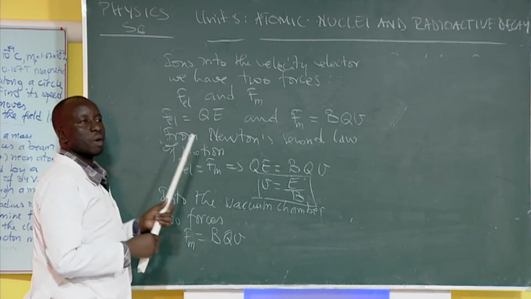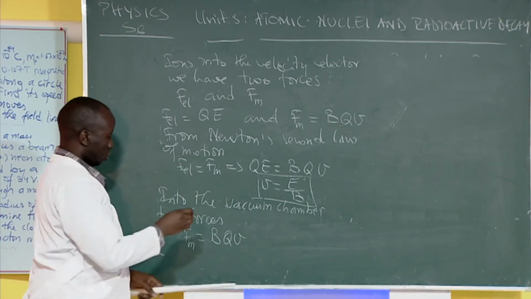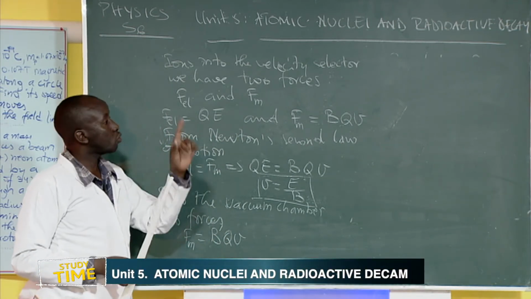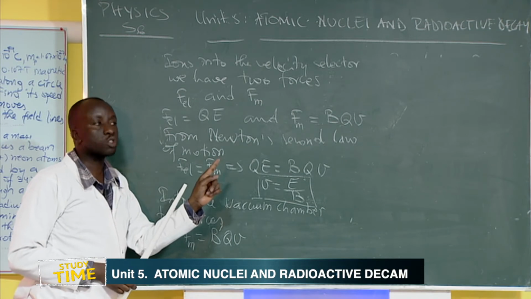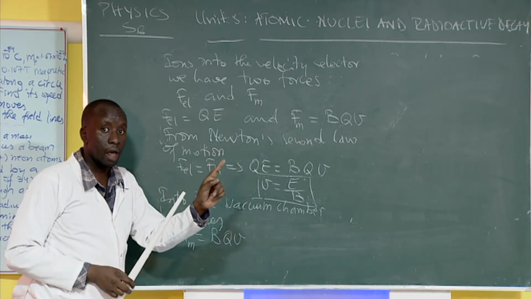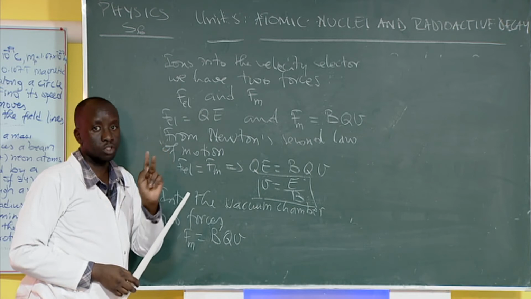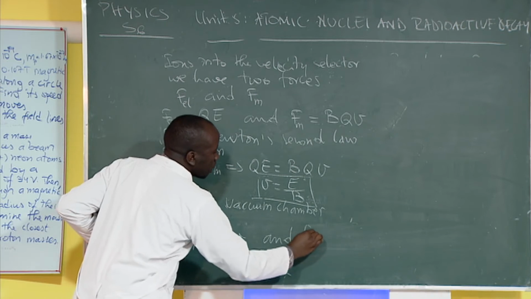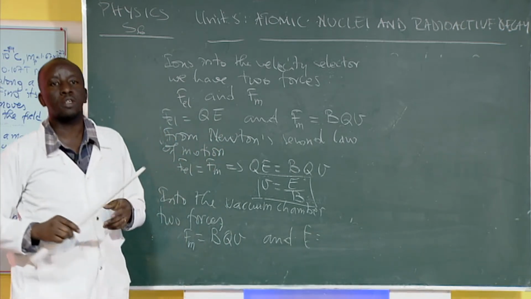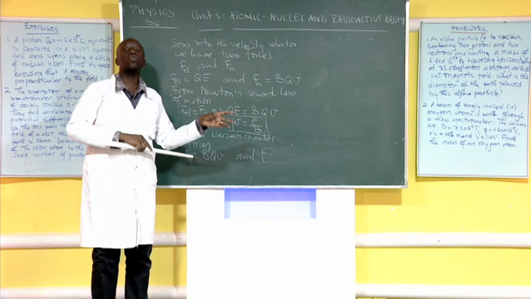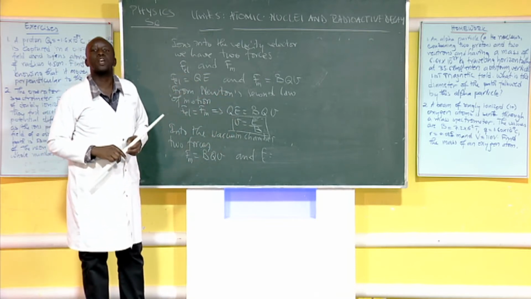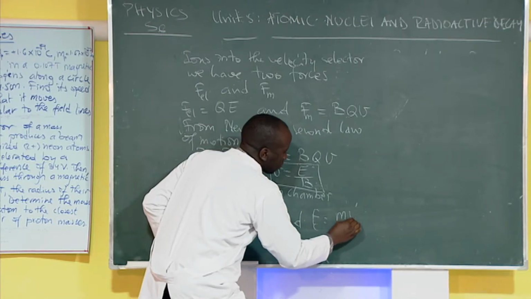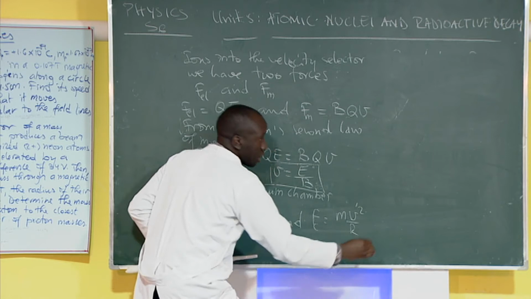Now, this magnetic field in the vacuum chamber, let's call it B prime, because we have one magnetic field in the velocity selector and another one here in the vacuum chamber. And another force will be the centripetal force, because these ions are now following the circular path. And then we have the mass times V squared over the radius.